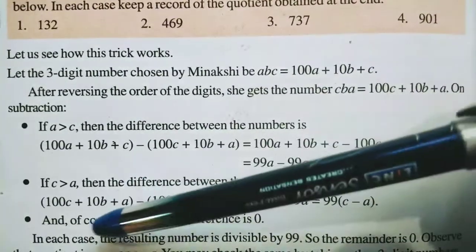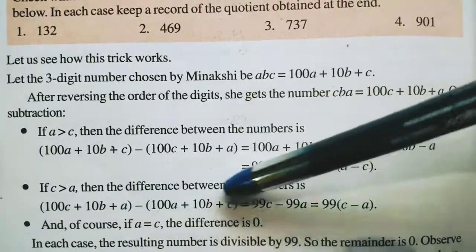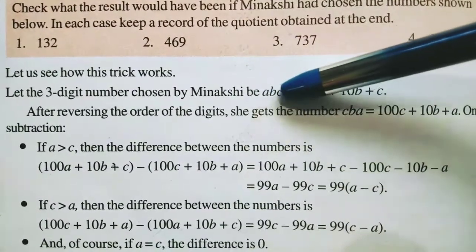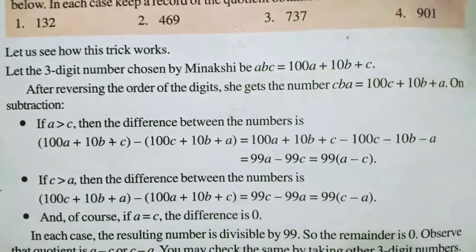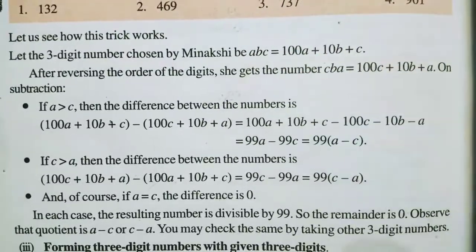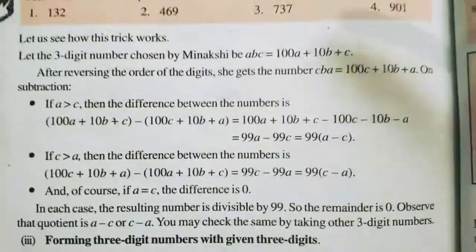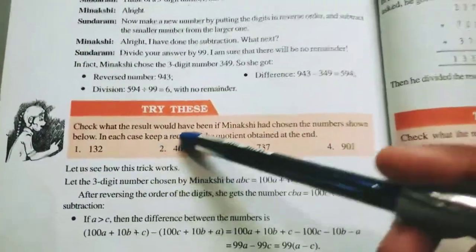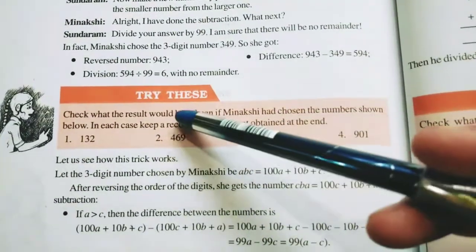And of course, if A equals C, the difference is 0. Suppose C and A are equal, then if you subtract, it will be 0. So the resulting answer will be 0. In this way you can do this trick with a three-digit number. Here it is given, try this. So let's do this and check the result.